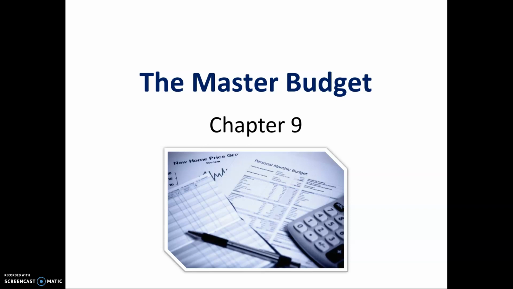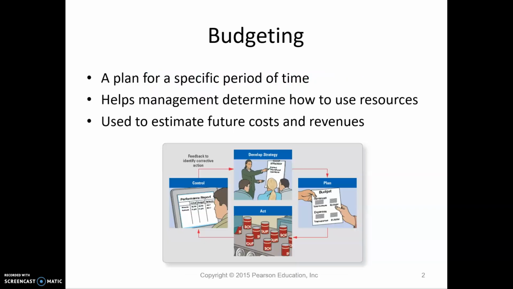Chapter 9 is looking at the master budget. And we talked about this at the beginning of the course when we talked about the 3 primary responsibilities of a manager: planning, directing, and controlling. This is the most obvious example of planning. So you may do a budget for your personal finances. Maybe you don't, and it would be a good idea if you did. Companies definitely have to do budgeting.